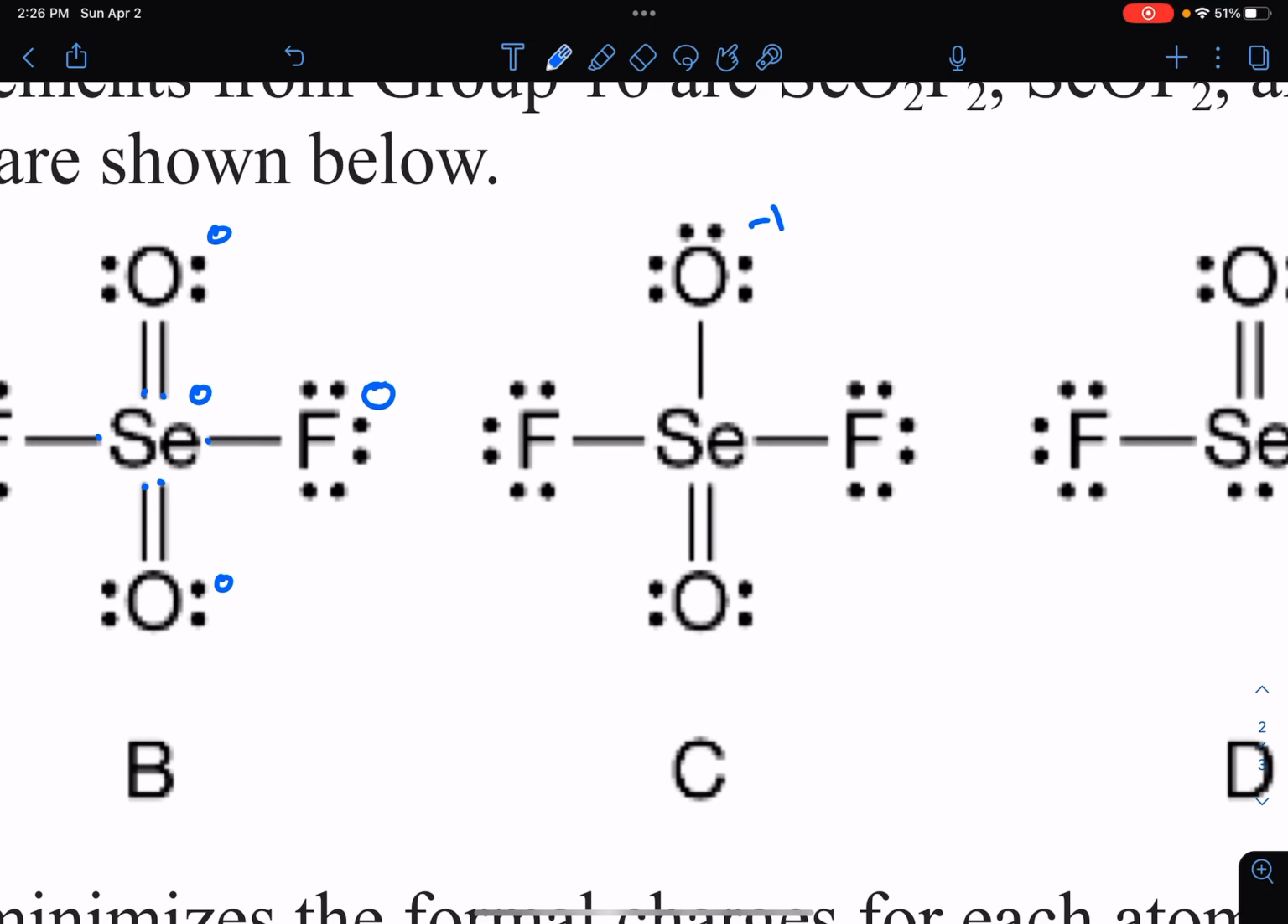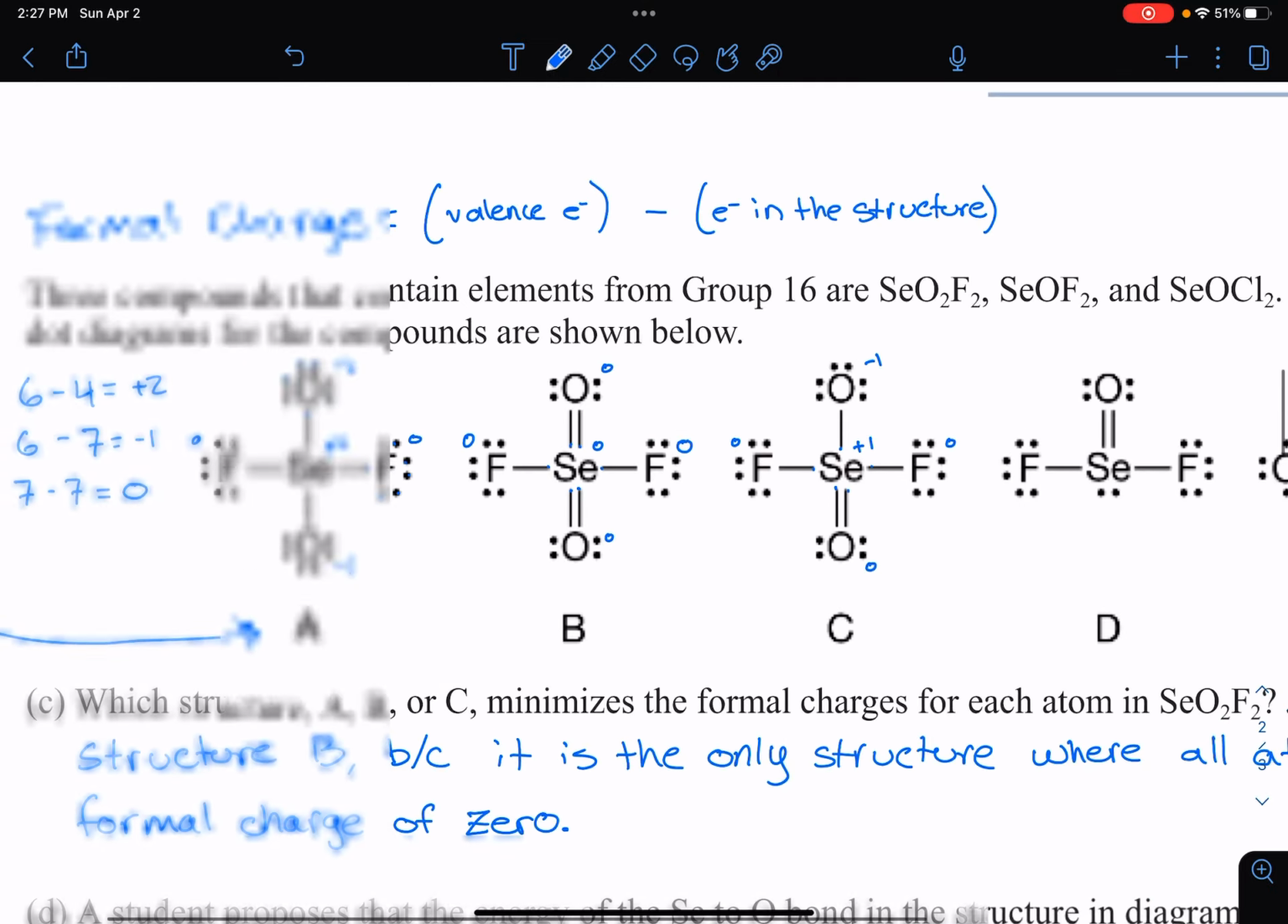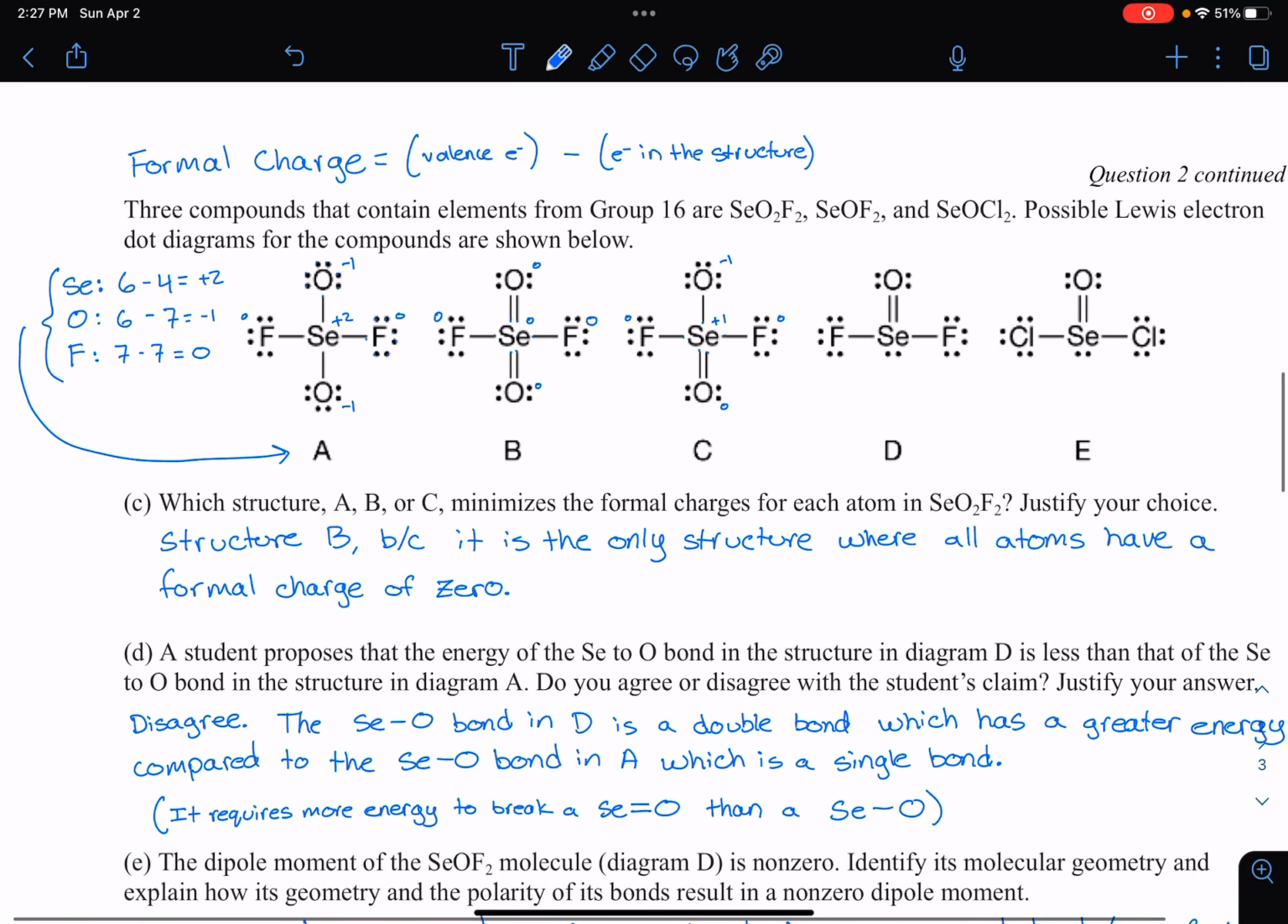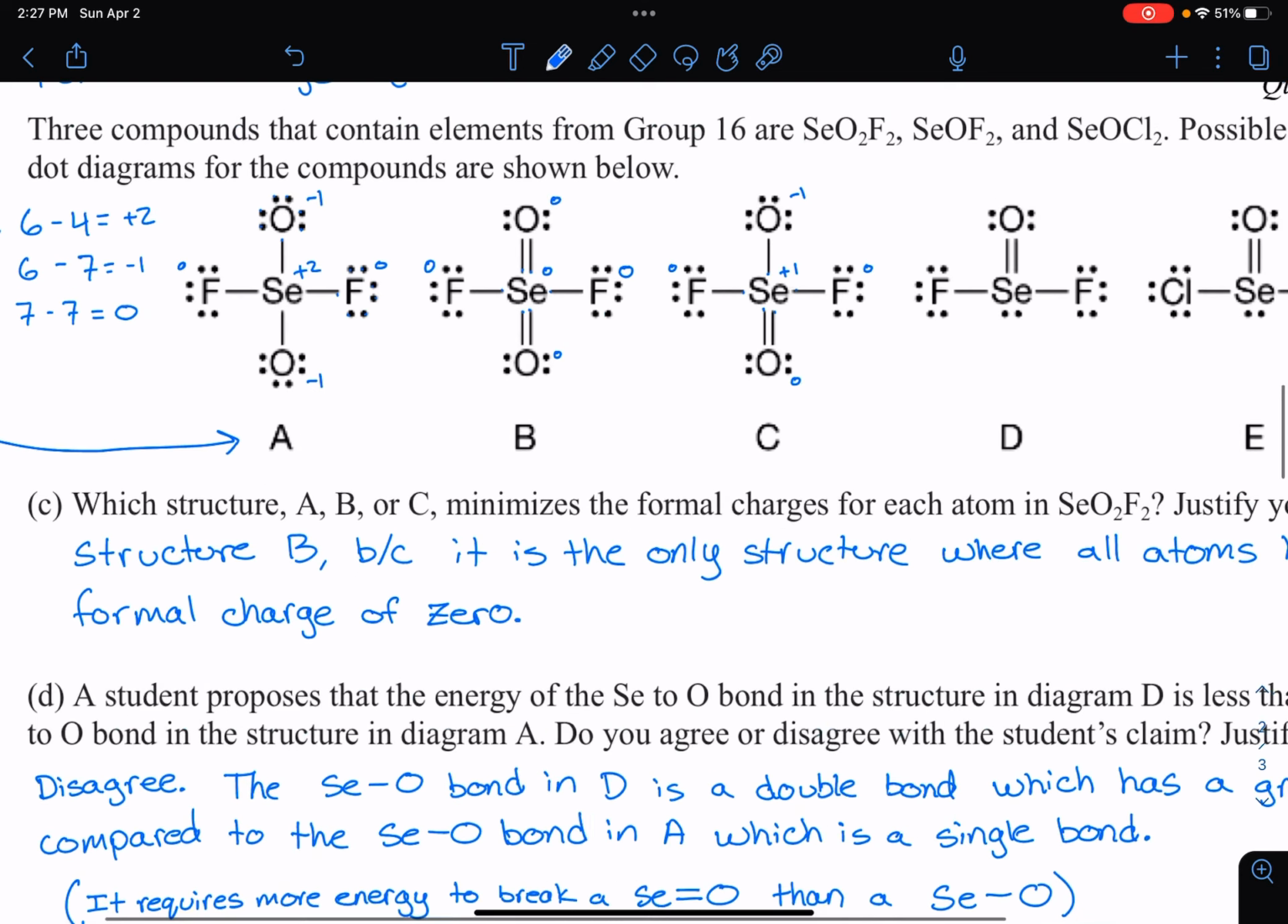This oxygen is a -1 because it is supposed to have 6 and it has 7 right here. Each of the fluorines are 0. They're supposed to have 7. They have 7. The oxygen on the bottom has a 0 formal charge, and then this selenium is 1, 2, 3, 4, 5, so it has a +1. So you can see that the answer is structure B because it is the only structure where all atoms have a formal charge of 0, and that is how we have minimized the formal charge.